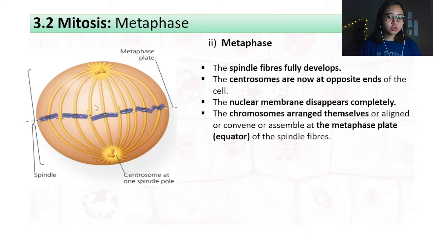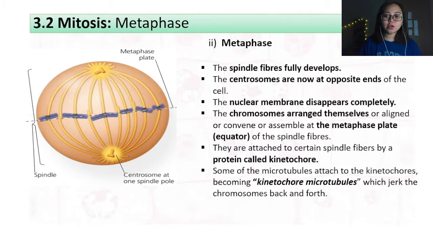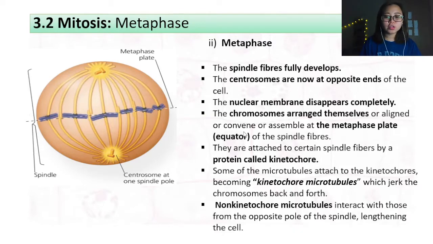Nampak ini diorang tersusun di satu garis, di garisan khatulistiwa ataupun equator ataupun garisan metaphase. They are attached to certain spindle fibers by a protein called kinetochore. Ini yang saya cakap tadi, dia bersambung dengan spindle fiber menggunakan protein kinetochore. Some of the microtubules attached to the kinetochore become kinetochore microtubules, and this moves the chromosome back and forth, or non-kinetochore microtubules which interact with the opposite pole of the spindle, lengthening the cell.